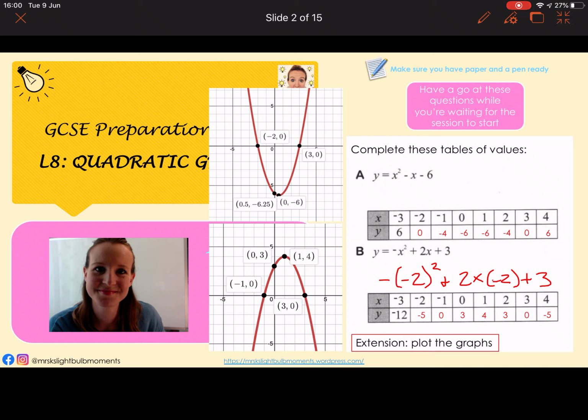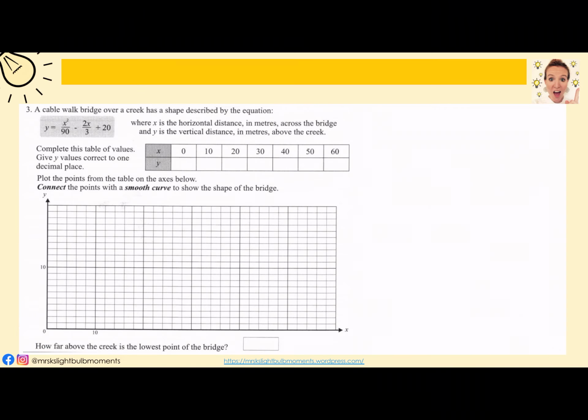All right, well done. Let's get going then. So we're going to look first at some plotting graphs, so just what we've been doing there with the substitution, but the application of it as well. So just have a little read of what we need to do first in this question and have a look at the equation. Okay, so we've got a slightly more challenging equation here.